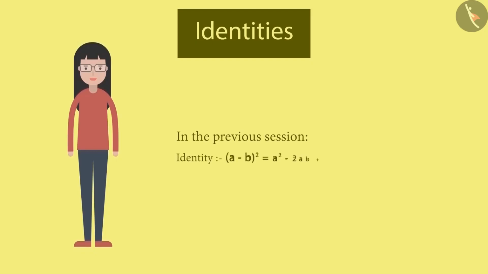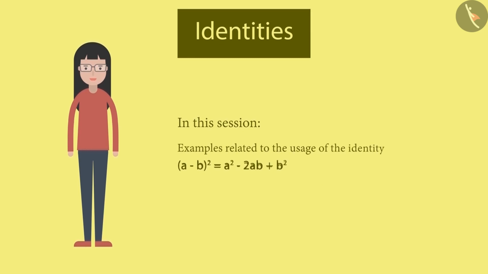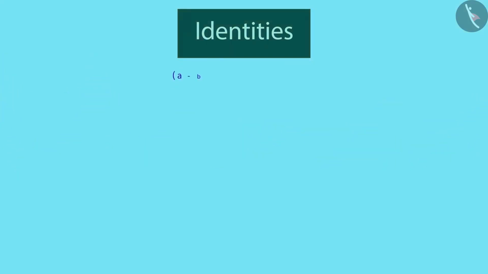In the previous session, we had seen this identity: (a minus b) raised to the power of 2 is equal to a raised to the power of 2 minus 2ab plus b raised to the power of 2. In this session, we will see how to use this identity with the help of some examples. Let us see the first example.